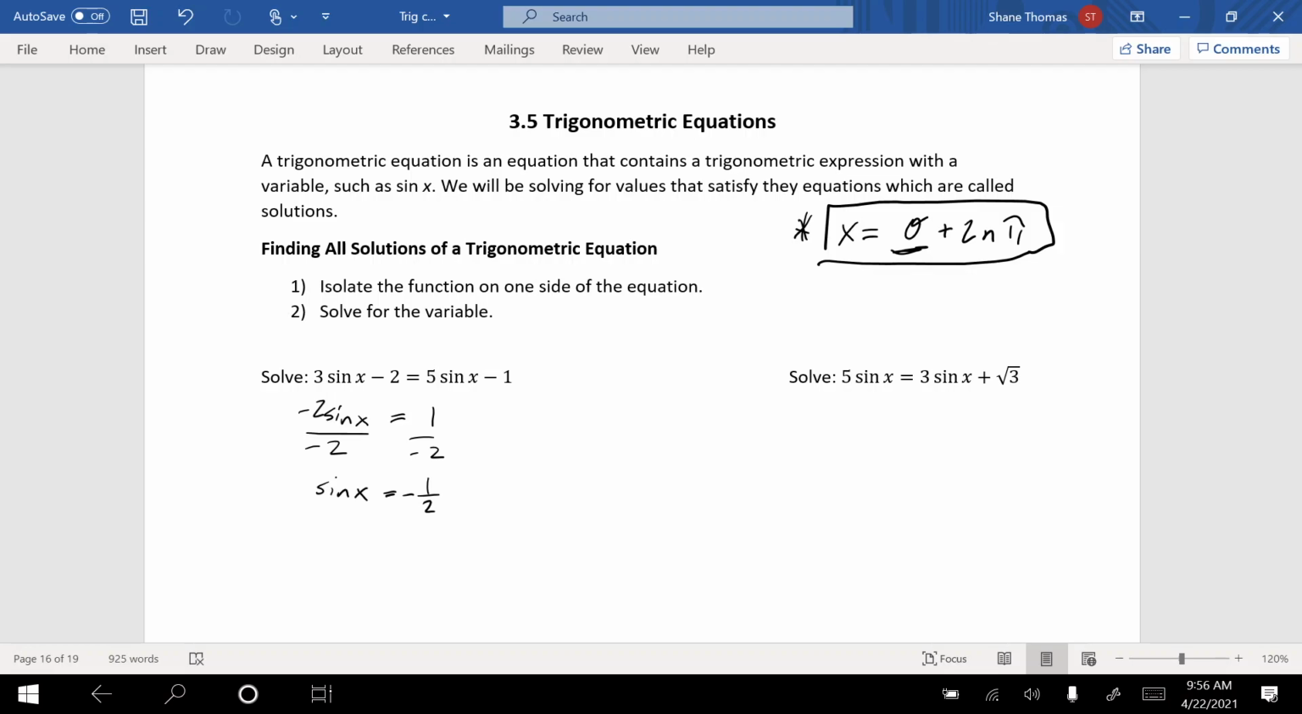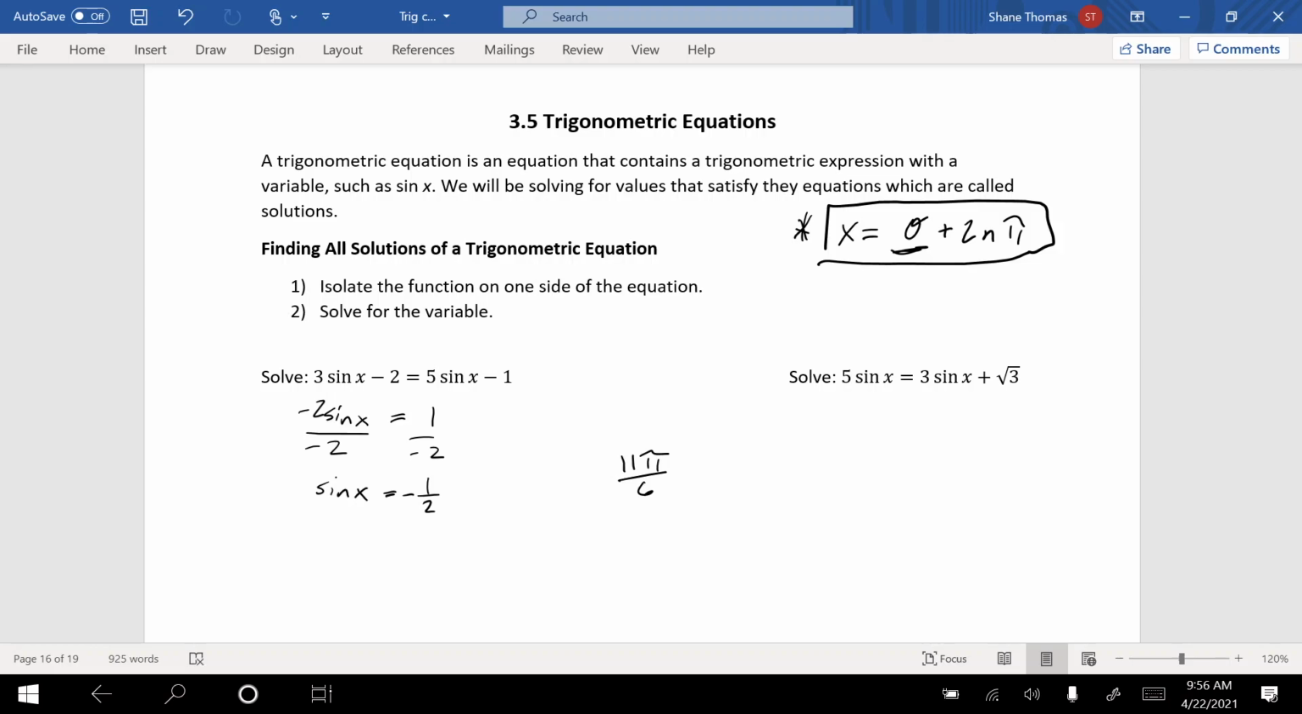So take a minute, look at your unit circle here. Your sine is your y value, correct? So start at 0, start working your way around, looking at your y values. Which y value is negative 1/2? 11 pi over 6. I agree with that one. Are there any other ones?